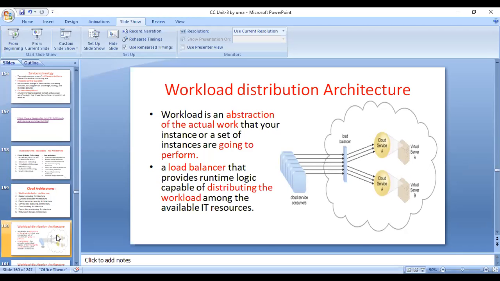Who will perform this work? Your instance or set of instances are going to perform it. That's called the workload. Here the workload is distributed by the load balancer. In this diagram, in the middle part, there are cloud service consumers. These are all consumers, meaning different clients.